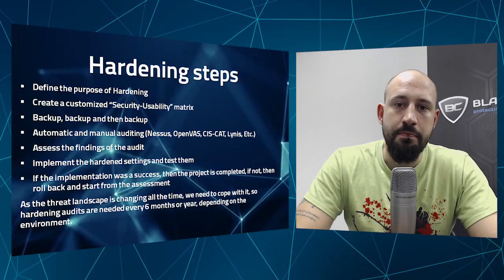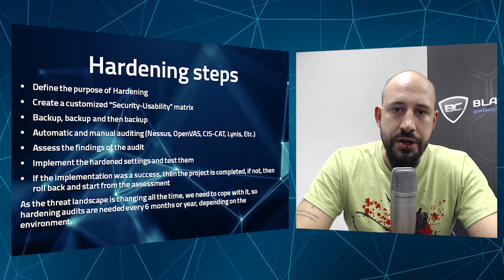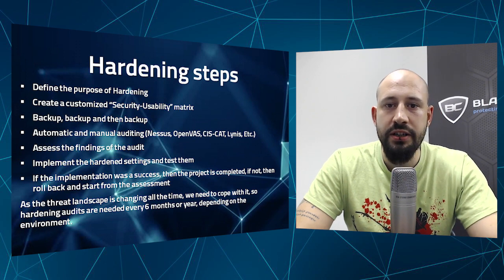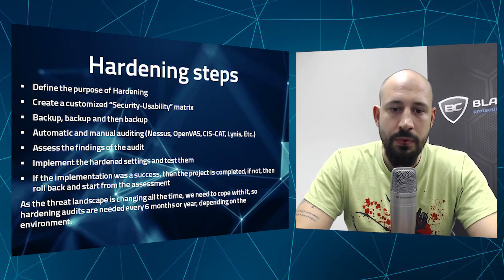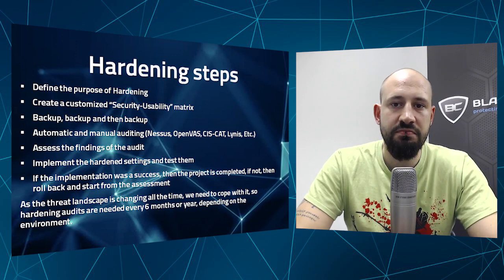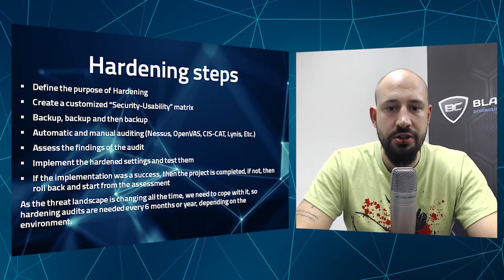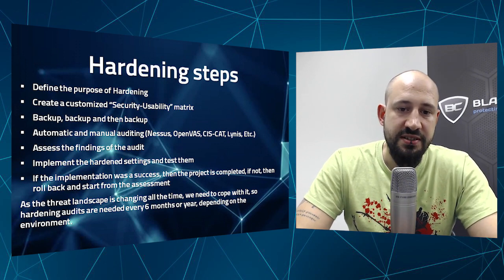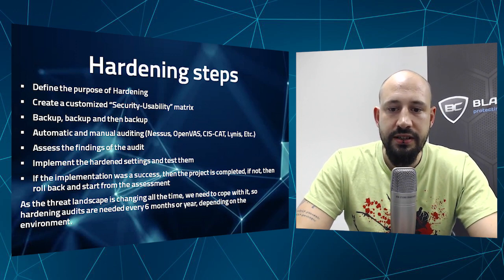First of all, you have to define the purpose of hardening. What do you want to achieve by hardening this operating system, or hardening your network, or creating a framework for least privilege or segregation of duties? This is the definition of purpose. Secondly, create a customized security-usability matrix.